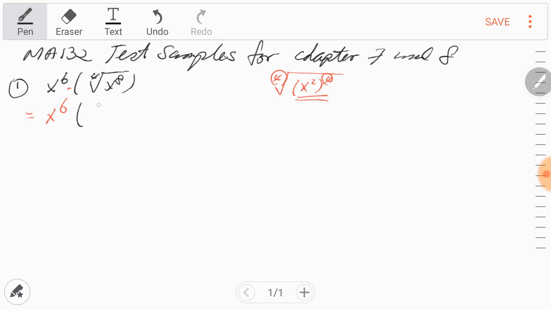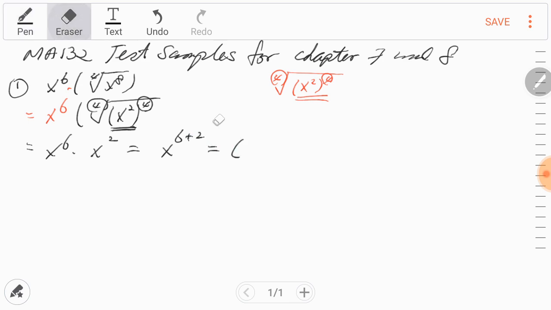times 4th root of, okay, 8 is 2 times 4. So you can make it x squared raised to the 4th power. Then x to the 6th power times what? Since the index and the power are the same, you can take the base out. Then x to the 6 plus 2 is x to the 8th power. x raised to the 8th power.